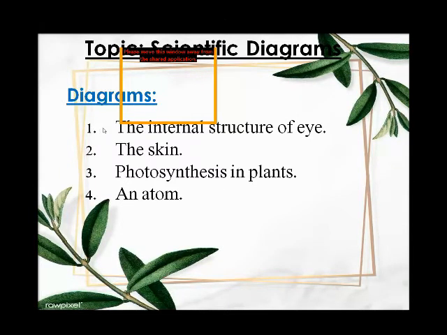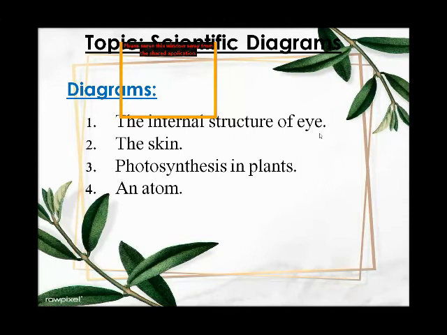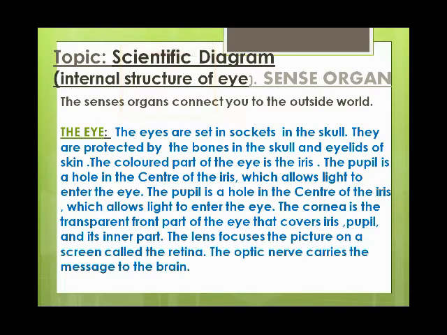So first one, the internal structure of the eye. Second one, the skin. Third one, photosynthesis in plants, and fourth one, an atom. Okay. First one, the scientific diagram.